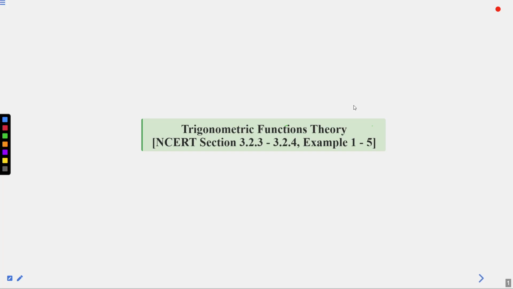Hello students, welcome back. So in today's session, we are going to cover NCERT section theory part from 3.23 to 3.24, and also we are going to cover some relevant examples.